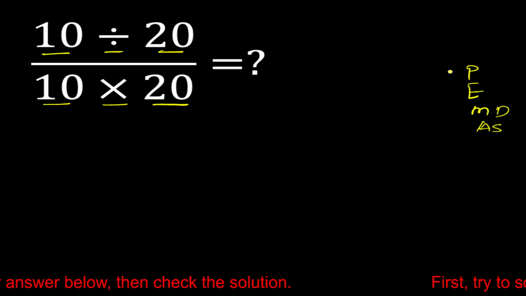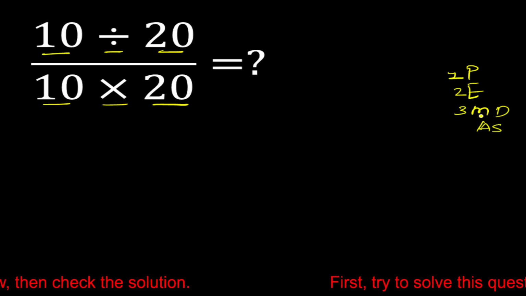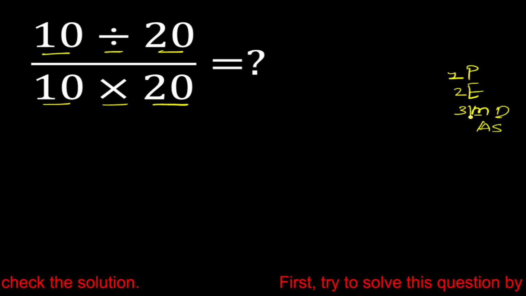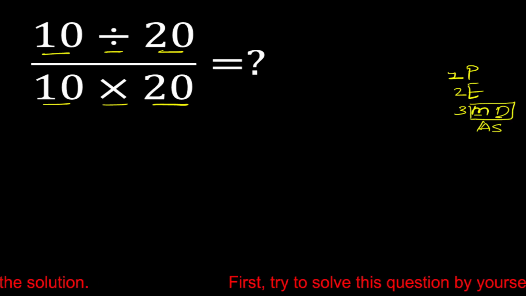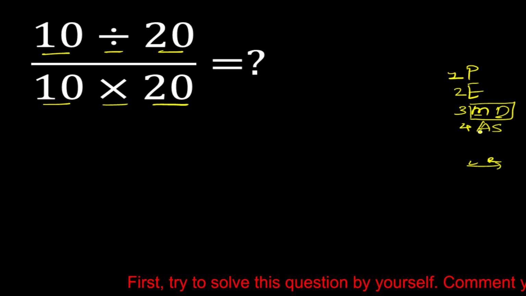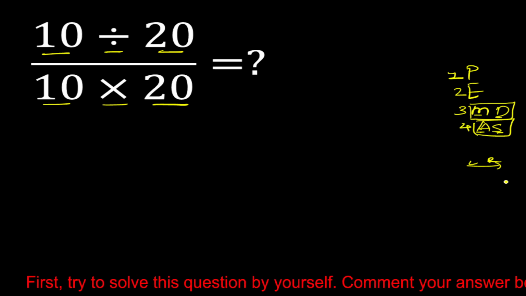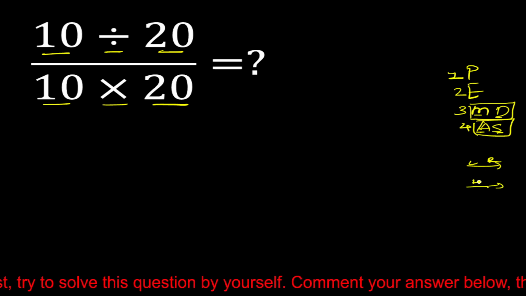PEMDAS. According to PEMDAS, first priority is parenthesis, second priority is exponents, third priority is multiplication and division. Here multiplication and division both have equal priority, so we have to solve it from left to right. Fourth and last priority is addition and subtraction. Also, addition and subtraction both have equal priority, so we have to solve it from left to right.